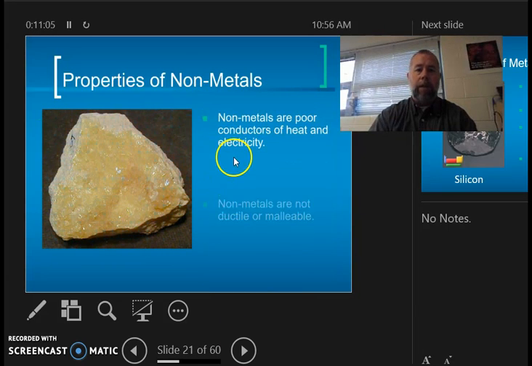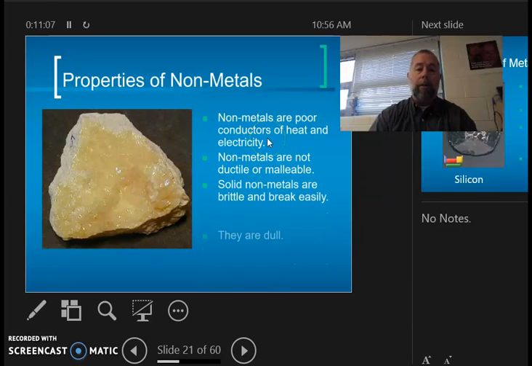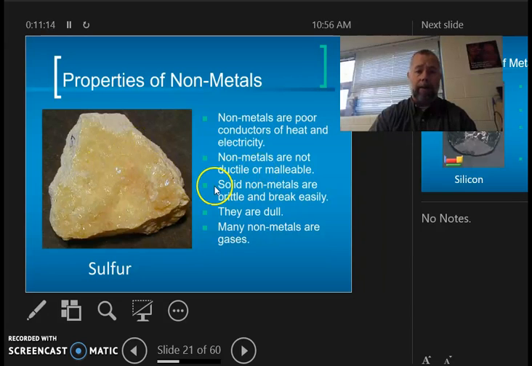Nonmetals. Nonmetals are poor conductors of heat and electricity. Nonmetals are not ductile or malleable. Think about a rock here. Solid nonmetals are brittle and break easily. They are dull. Many nonmetals are gases. Okay?